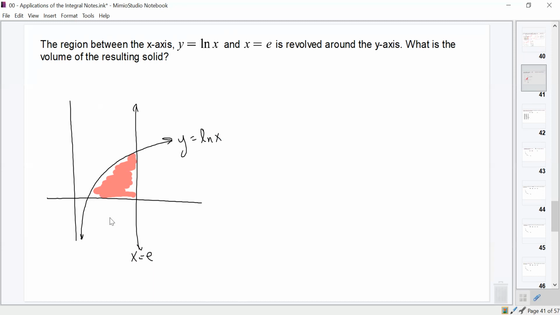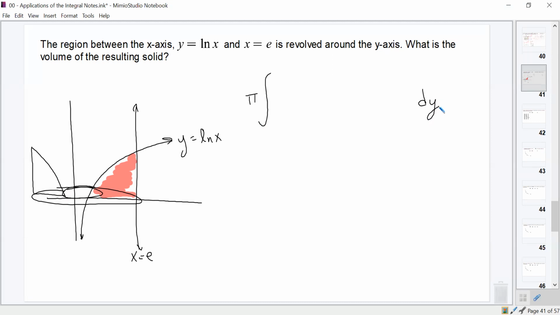If we were to do that, we'd end up with something over here that looks kind of like this. And we'll note that the cross sections are going to end up being washers because the region we're revolving is not fully pushed up against the y-axis. In fact, it's not touching the y-axis at all. So we're going to have an outer radius and an inner radius, and everything's going to need to be done in terms of y. So we're going to have pi, an outer radius squared and an inner radius squared, and dy.